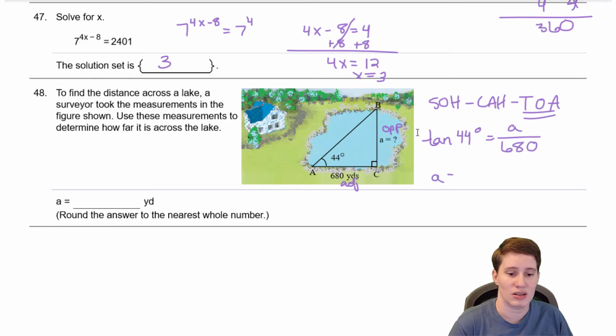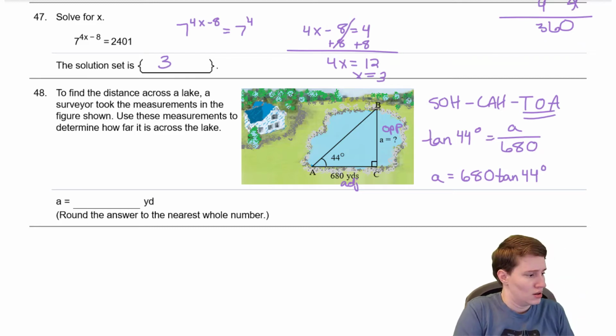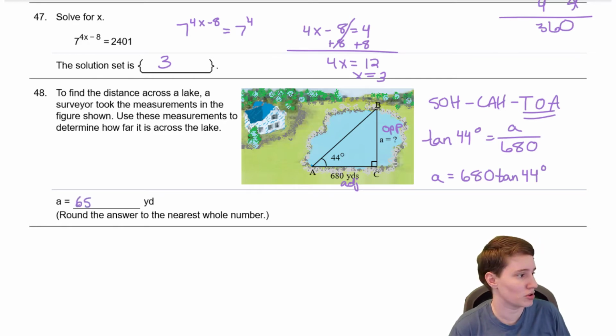So we would multiply both sides by 680. I am going to have to do this on the calculator. On your calculator, you want to make sure you're in degree mode. If you're doing it on your phone, you'll want to type in 44 and then tangent, and it should give you something like 0.965688, and then times that number by 680. If you have a graphing calculator, you would be able to type it in all at once. But either way, make sure you're in degree mode. I get 656. Oh, I'm supposed to round to the nearest whole number. So that goes up to 657 yards.